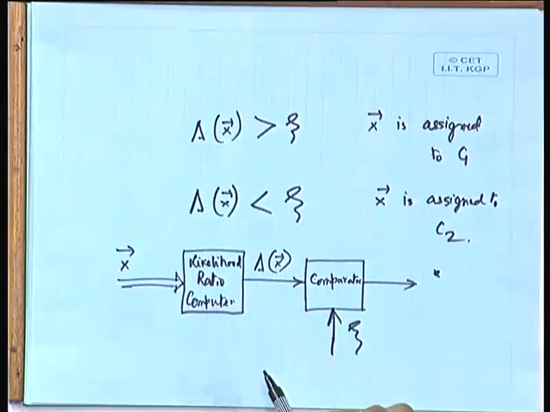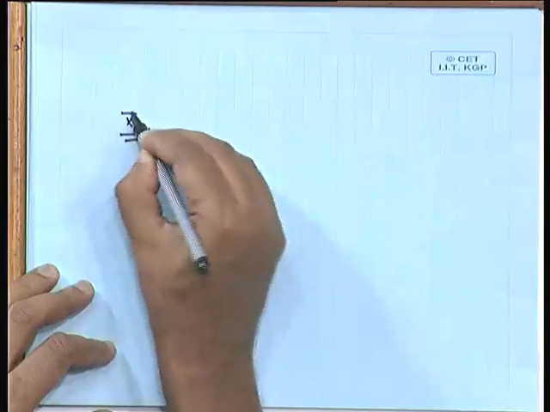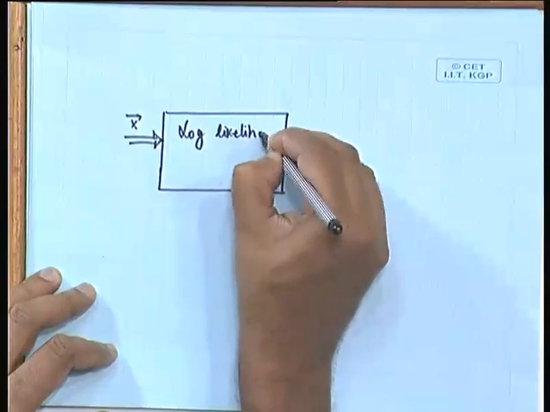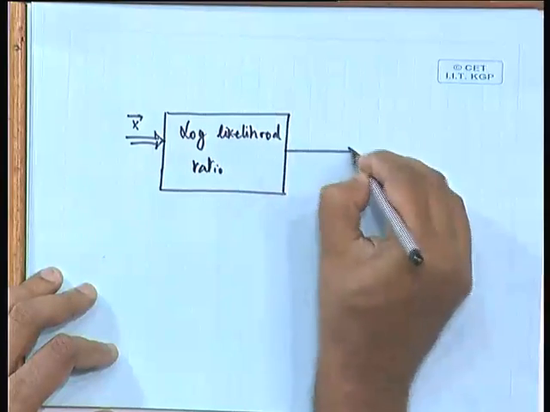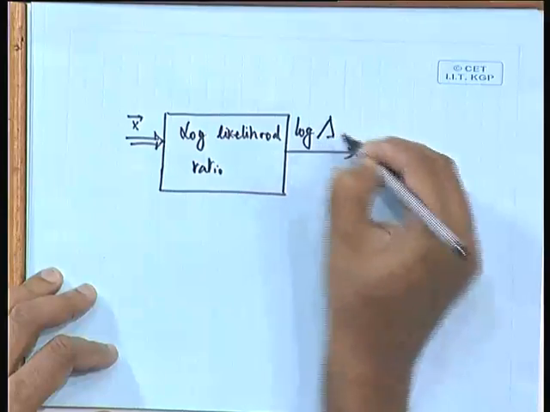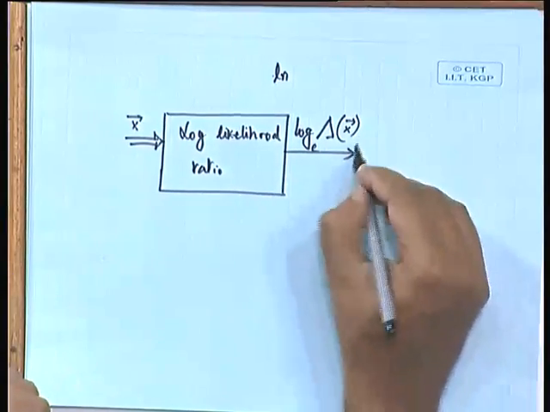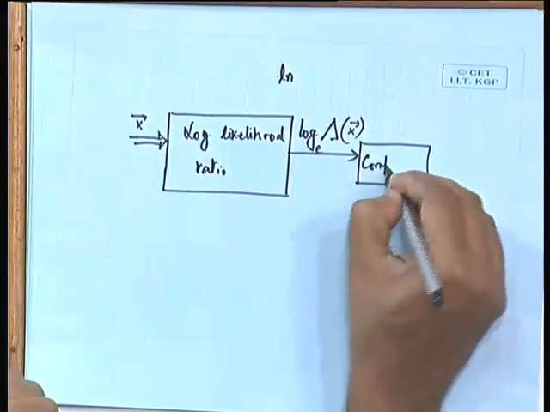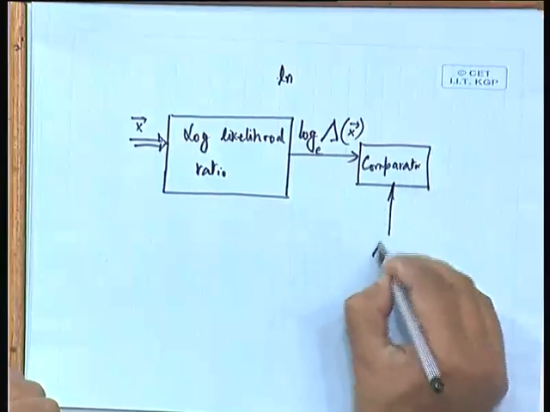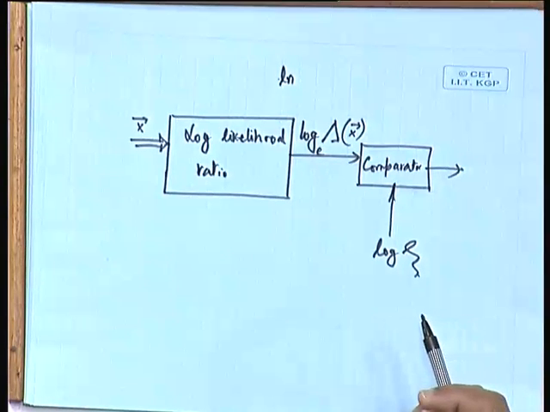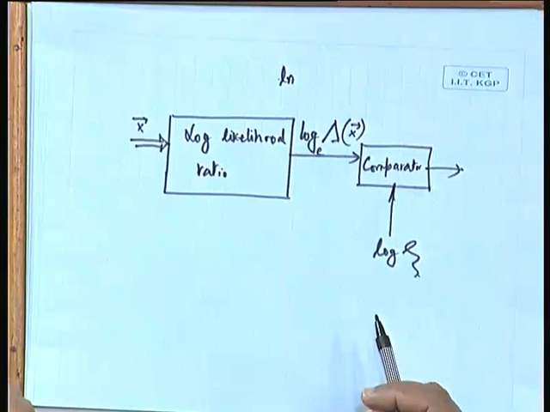In such cases, the likelihood ratio that we compute will be referred to as the log likelihood ratio. So, putting it in a logarithmic way, your x vector is the input, and then you have a log likelihood ratio computer, and you get log of lambda x. Log, mind you, is the natural logarithm. I could write it as ln, it does not matter. Here this is the comparator, and here we have the log of the xi function, and the decision is: if log of lambda x is greater than log of xi, assign it to the class C1, otherwise assign it to the class C2.